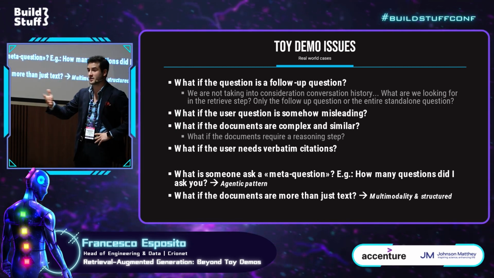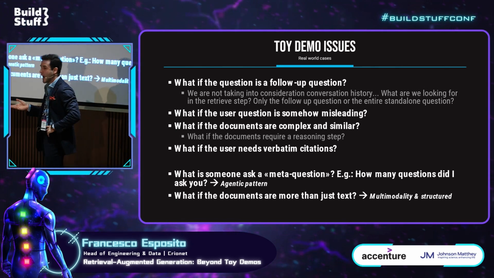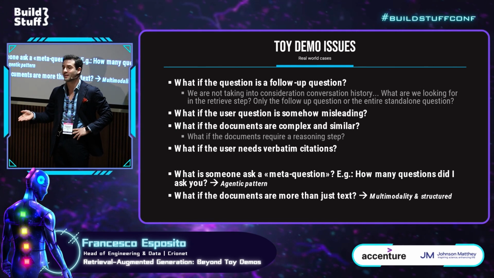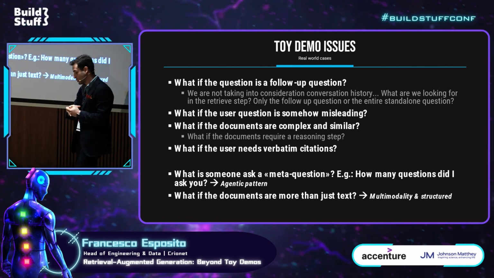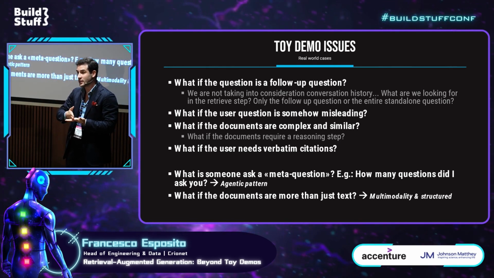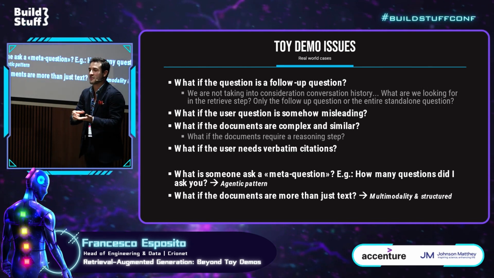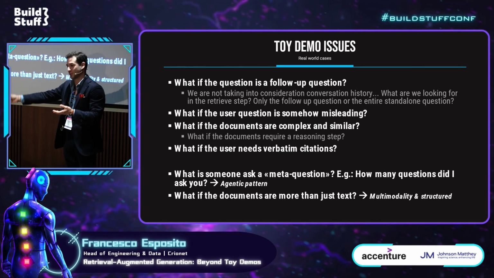The easier example of a meta question is, how many questions did I ask you until now? Given the toy we built before, it would go directly to the vector store. But searching for what? It wouldn't find anything relevant with this question on the vector store.